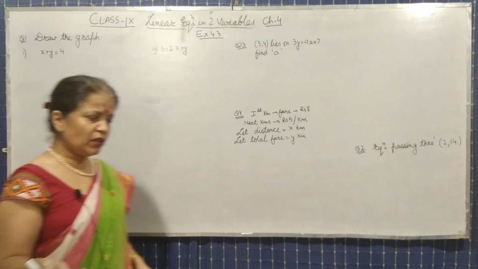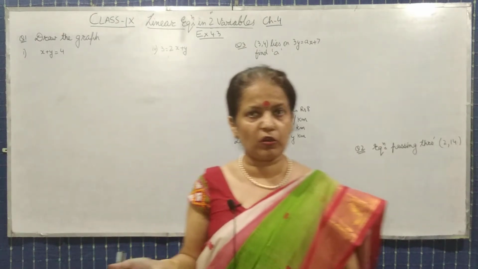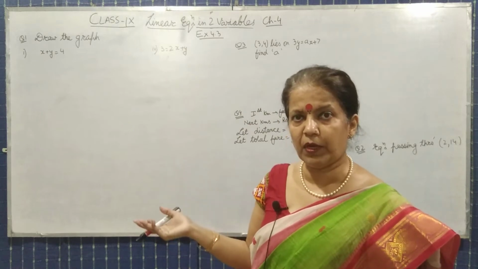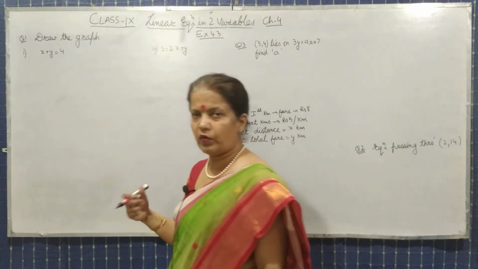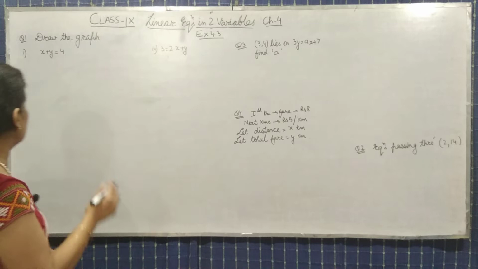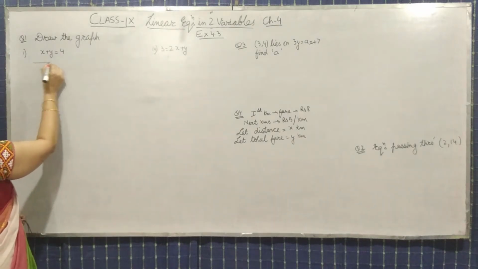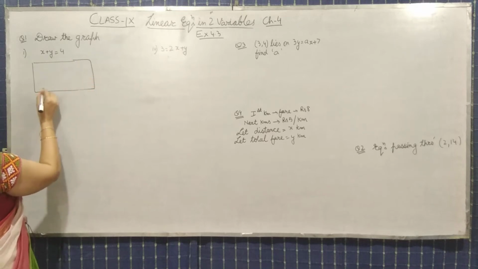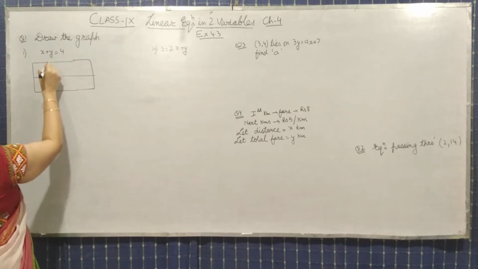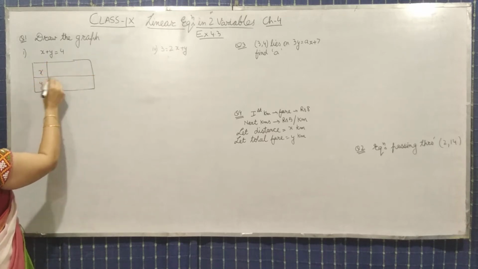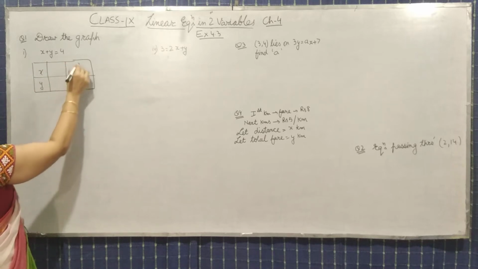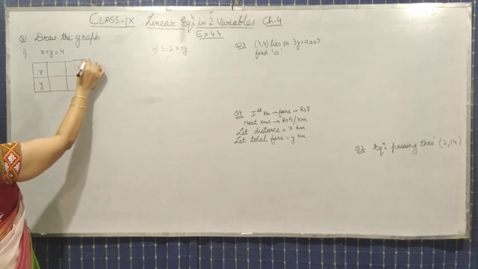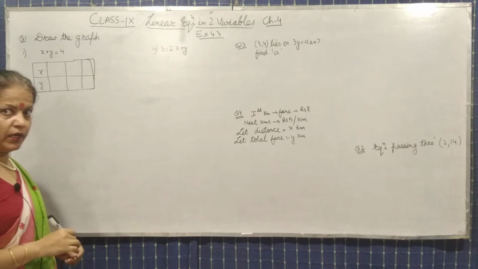In the previous exercise, we did the solution concept. Same concept we will use here. We will find out its solution first. So you will make the table x, y. At least find out three values. Three values find out. Clear?